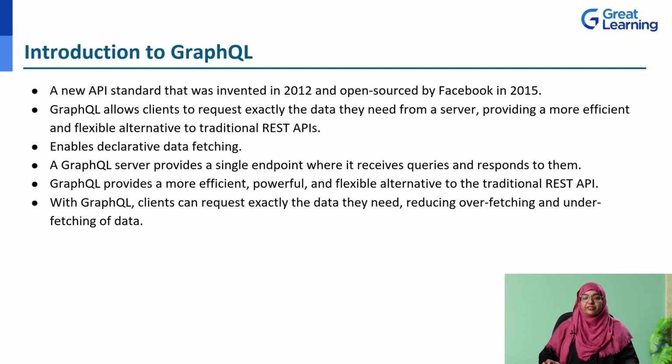GraphQL provides a more efficient, powerful, and flexible alternative to traditional REST APIs. With GraphQL, clients can request exactly the data they need, and this helps in reducing overfetching and underfetching of data. That is, bringing more data than is needed by your client, and bringing less data than is required by your client. So you can avoid overfetching and underfetching of your data with the help of the GraphQL API.